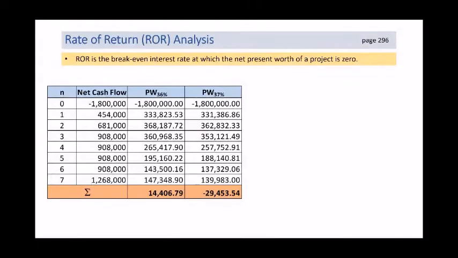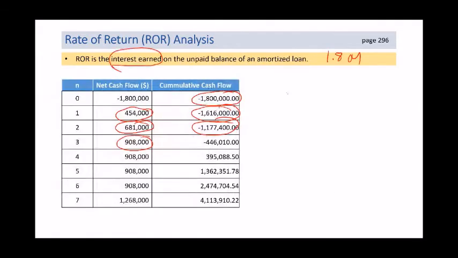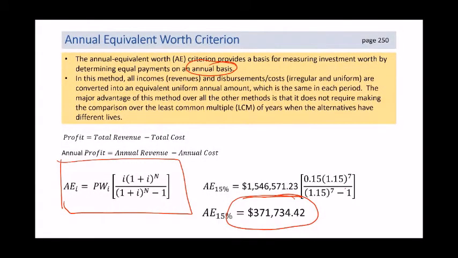Another one is, it says here, the rate of return is the break-even interest rate at which the net present worth of a project is zero. Okay, so what is our MARR? Our MARR is 15%. And we know that at 15%, our PW is 1,546,571.23. That is our PW at 15%. Now, what interest rate will make the PW zero? Because if it is 15%, our PW is this one. Now, the question here is, what interest rate will make the PW equal zero?